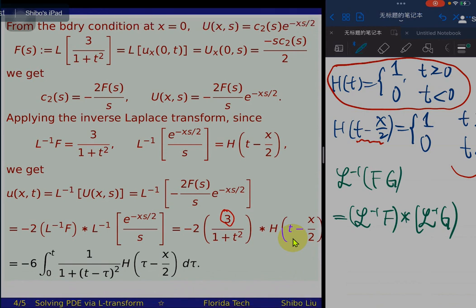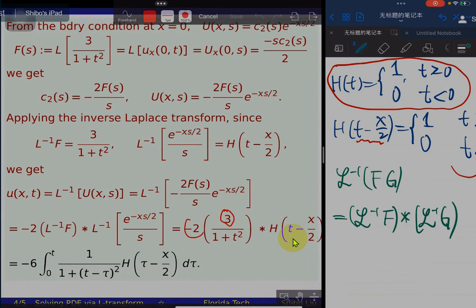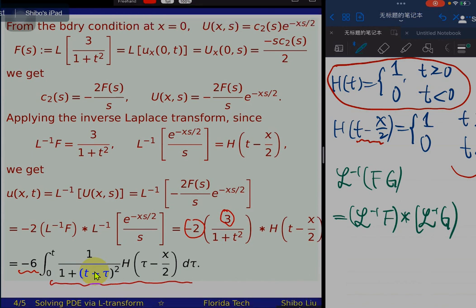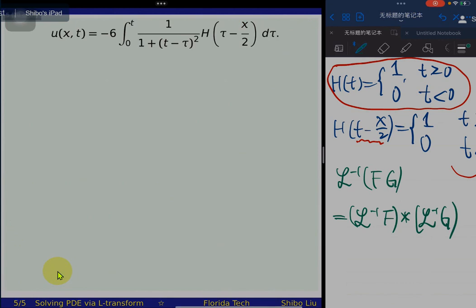No, nothing. 3 and the minus 2 here give us minus 6. Then the convolution of 1 over 1 plus t squared and the h, by the definition of convolution, is just this integral. Okay, so this is the solution of our PDE problem. Let's go to the next page. For this reason, I will copy the result of our small u here, given by the last line, to the next page. Now, that is here.